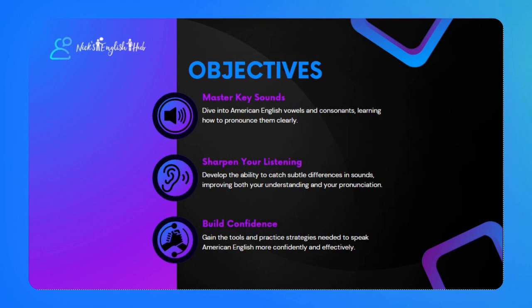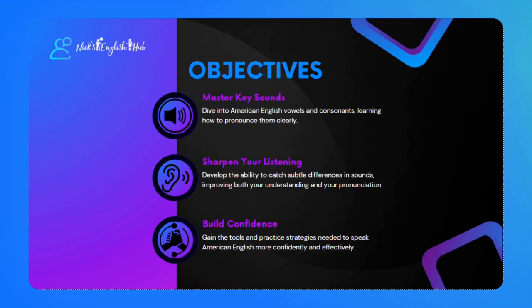All right. So we're going to start off with the objectives. We want to know exactly what it is that we're going to be looking at in this video. Basically, we're going to be looking at mastering key sounds, like I mentioned earlier, with the vowel sounds and the consonant sounds. We're going to dive into American English vowels and consonants, learning how to pronounce them clearly. 2, we're going to sharpen your listening. We're going to develop the ability to catch subtle differences in sounds, improving both your understanding and your pronunciation.